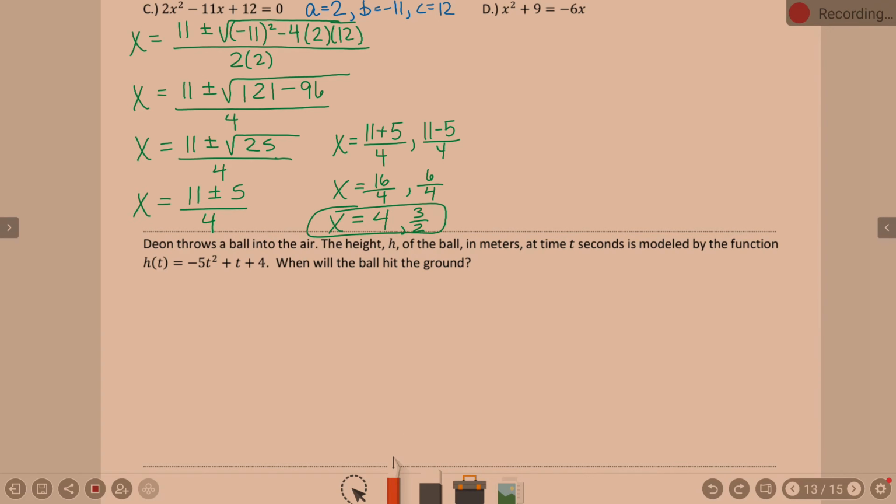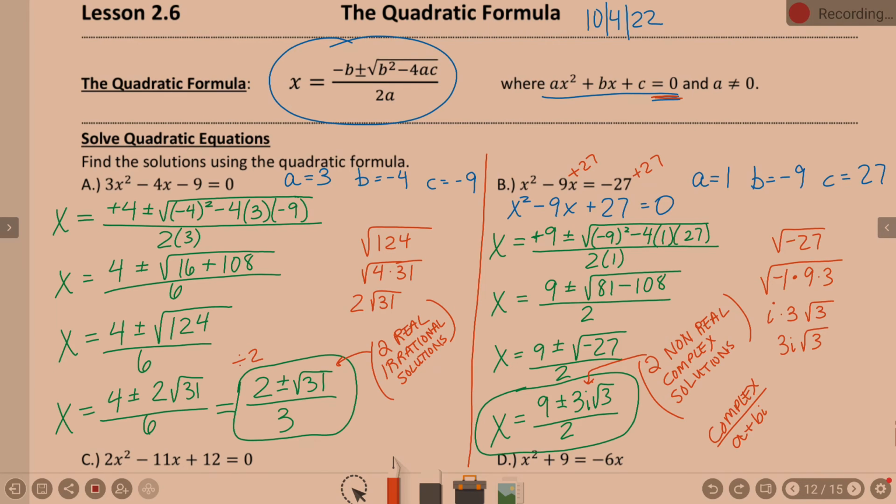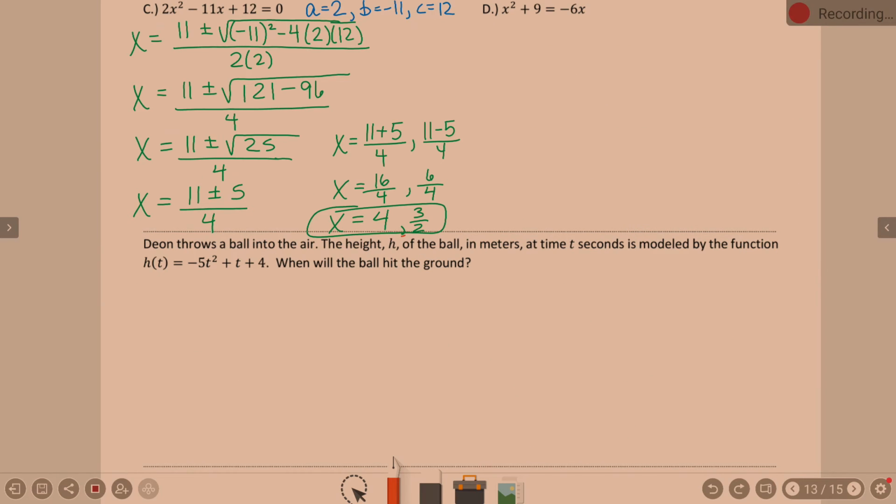How many solutions do I have here? 2. Real or non-real? Definitely real, yes. Rational or irrational? Remember, irrational means big, long, messy decimals like square root of 31. Rational means things that can be expressed as fractions. Could these be expressed as fractions? Yes. So these are 2 real rational solutions.